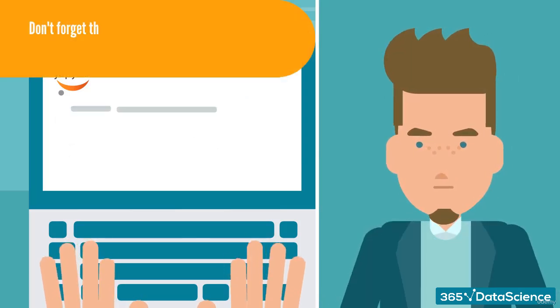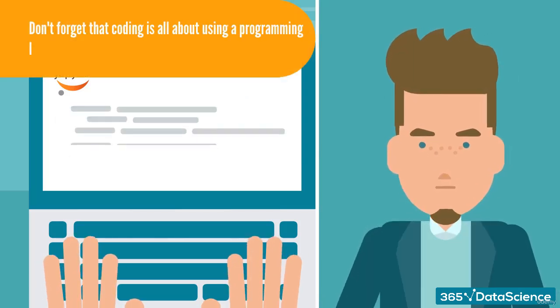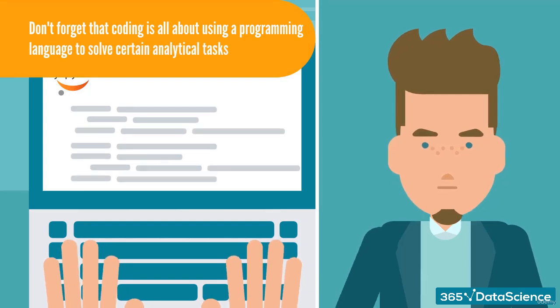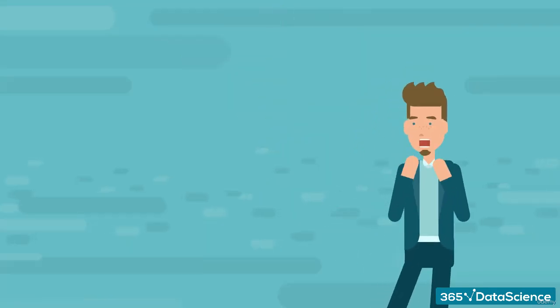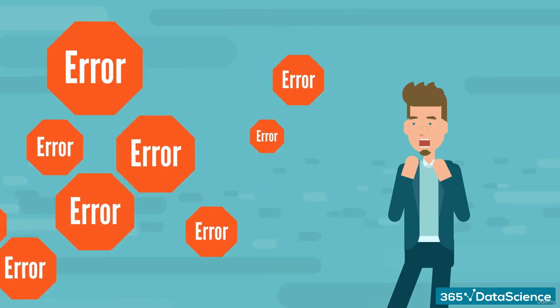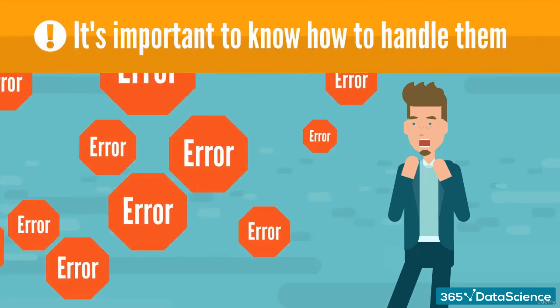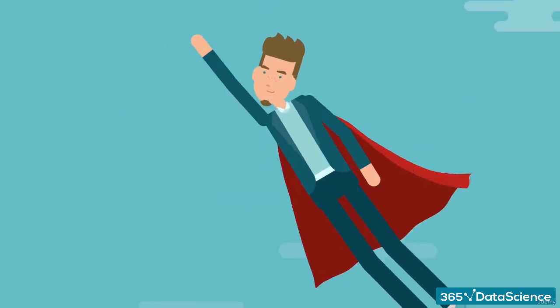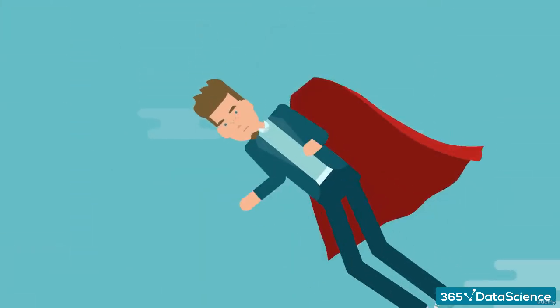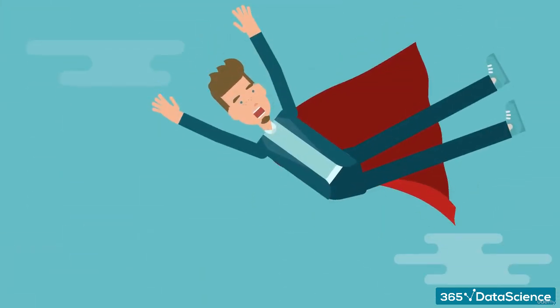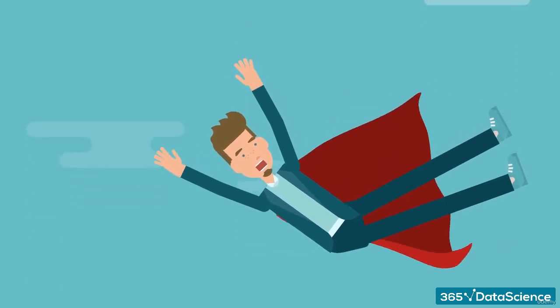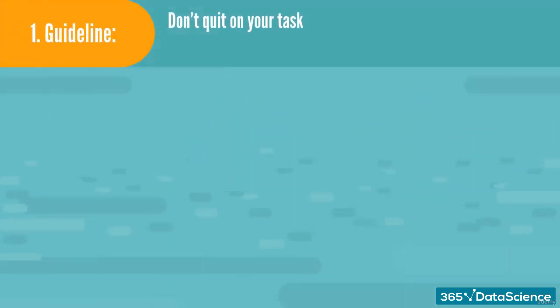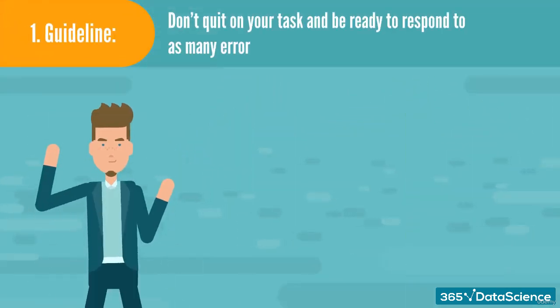Then, don't forget that coding is all about using a programming language to solve certain analytical tasks. So, every programmer has encountered countless error messages on their way. What is important is to know how to handle them. Try to understand and resolve them, and don't pretend you're able to write the perfect code from the first try. That is impossible. On that note, please follow this guideline. Don't quit on your task, and be ready to respond to as many errors as you need.